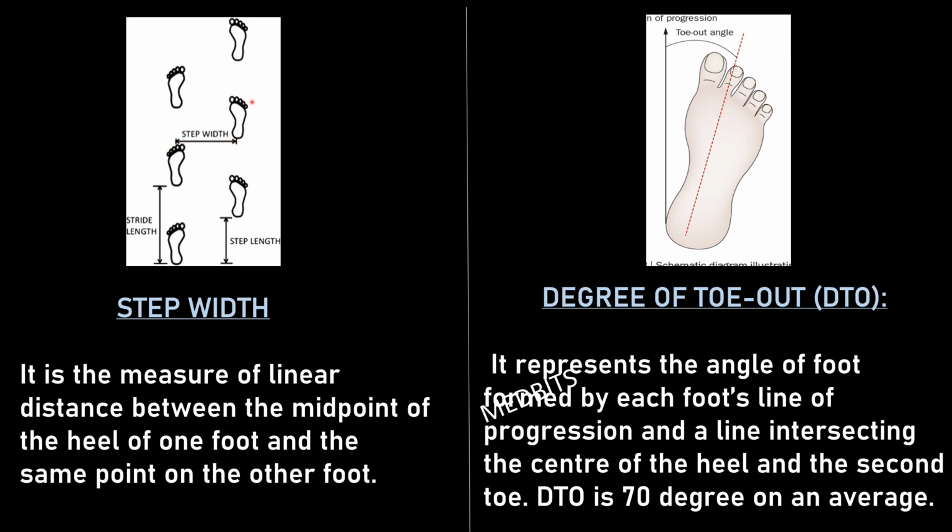Now coming to the next one, degree of toe out. If you're just standing still right now, you'll see that your feet will be angled like this, a bit away. Degree of toe out represents the angle formed by each foot's line of progression and the line intersecting the center of the heel and the second toe. The degree of toe out is 70 degrees on average. Okay, I was wrong on 20.